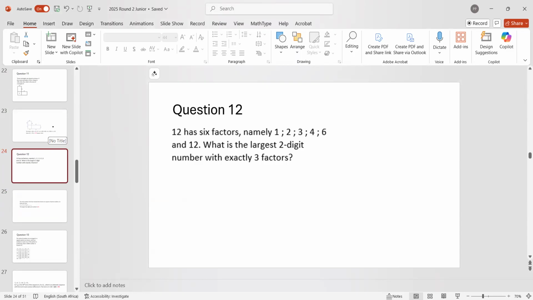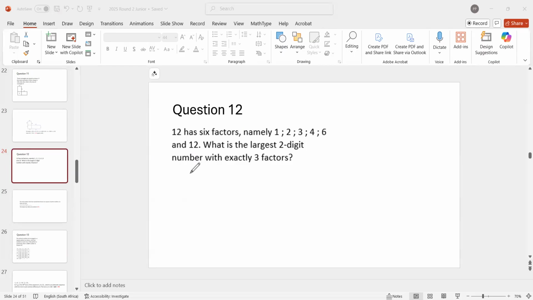This 12 has 6 factors. Okay, you can see 1, 2, 3, 4, 6, and 12. What is the largest 2-digit number with exactly 3 factors? Now, actually, we need to know something here. There's a way of calculating the number of factors. And I'm not going to go into detail with this, but you can read my book, 1000 Problems in Mathematics, of Olympiad problems, and the reason is given there.